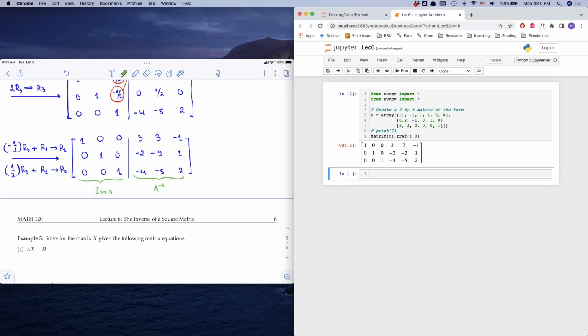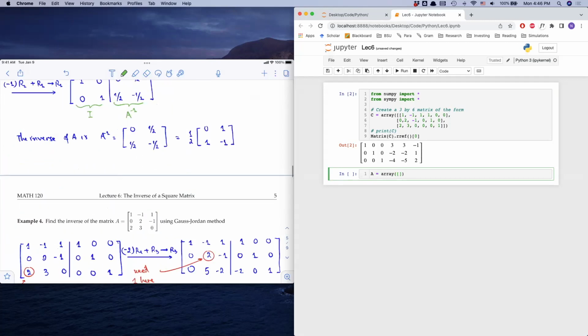Another way to obtain the inverse of the matrix without using the symbolic code is to use the following command. So let's say you have a matrix A of the form. The original matrix we have is 1, -1, 1.